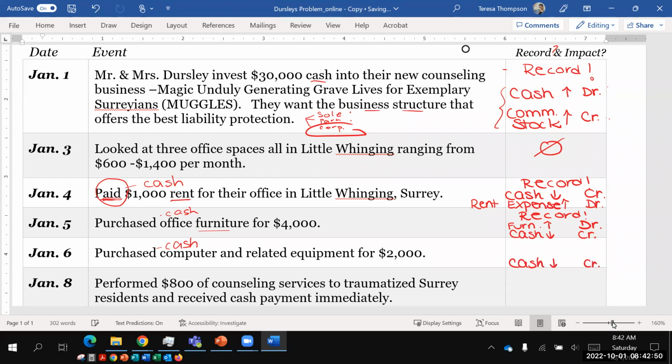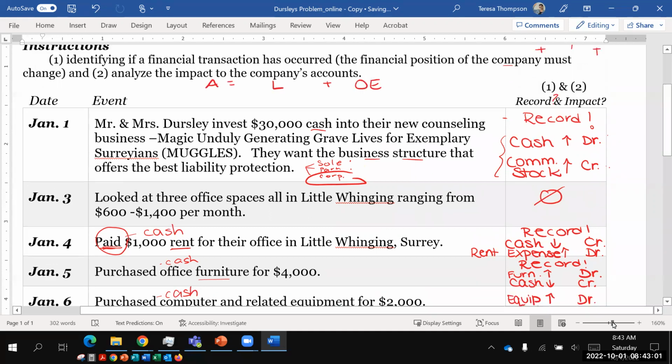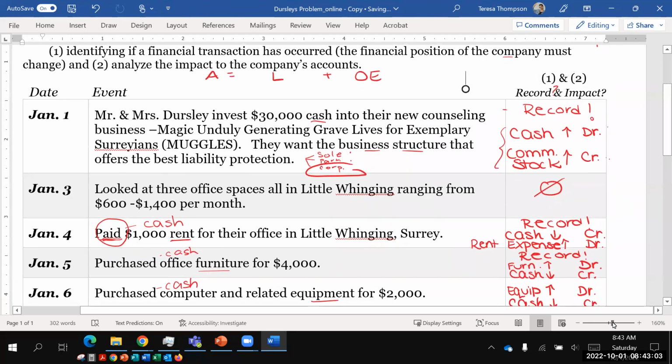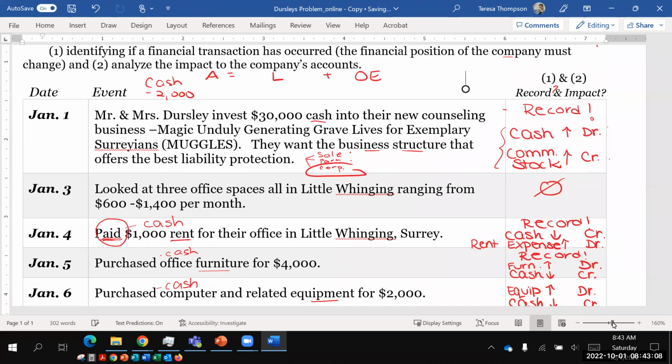To decrease cash, we credit. We bought equipment, which is another asset. Increase, debit. So again, all the activity in this one would happen under the asset section. That's totally fine. Cash goes down 2, equipment goes up by 2. 0 to 0, totally fine. All right.